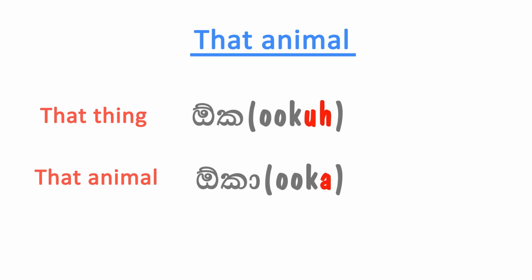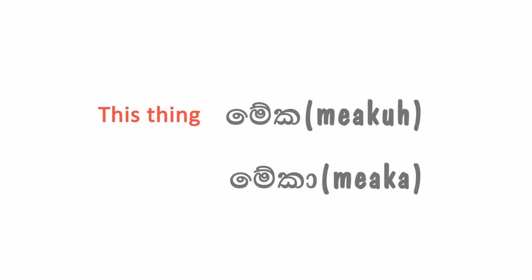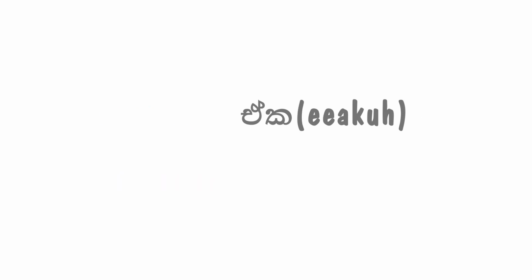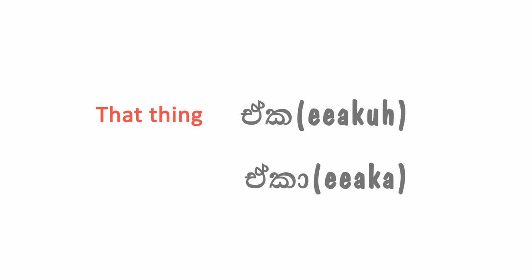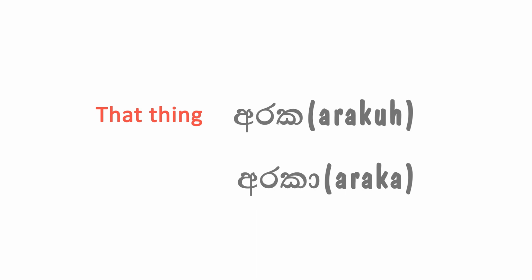You can do the same with the other words. What's the word for this thing? Meakuh. Change the sound to a. Meyaah means this animal. Eka means that thing. Change the sound to and say eka. The meaning is changed to that animal. Arakuh means that thing. Change the sound to and say arakuh, then it becomes that animal.